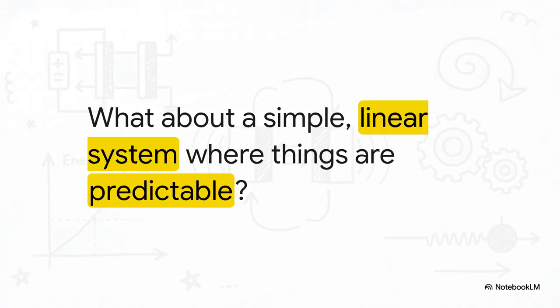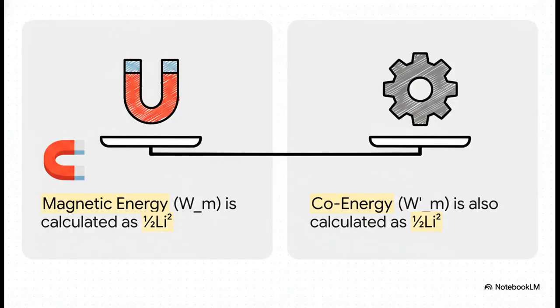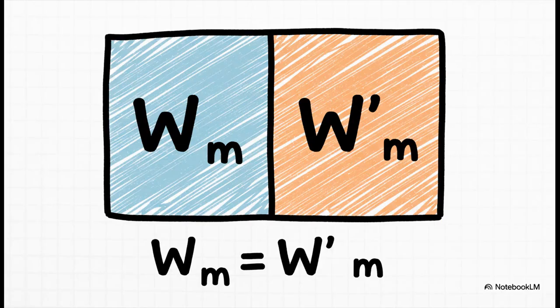Okay, I know that might feel a little abstract, so let's bring it back down to earth. What does this all look like in a simple, linear system? A system where everything is nice and predictable. So in this very common case, where the inductance, L, is constant, something kind of magical happens. The formula for magnetic energy becomes 1/2 Li squared. And the formula for co-energy? You guessed it, it's exactly the same, 1/2 Li squared. They are exactly equal. And this just brilliantly illustrates the core idea. For these simple linear systems, energy and co-energy are identical. They split the total energy of the system perfectly, right down the middle.